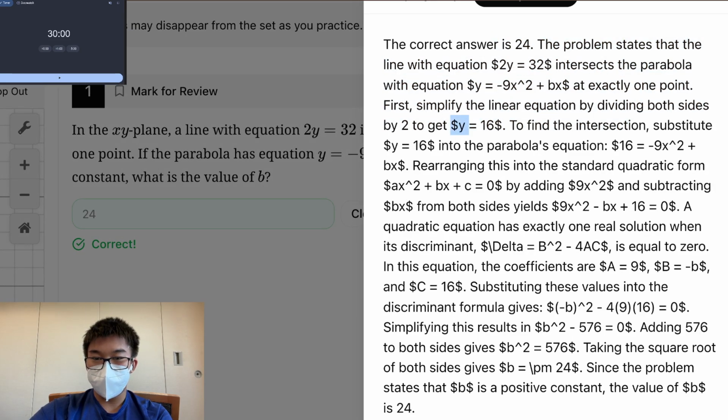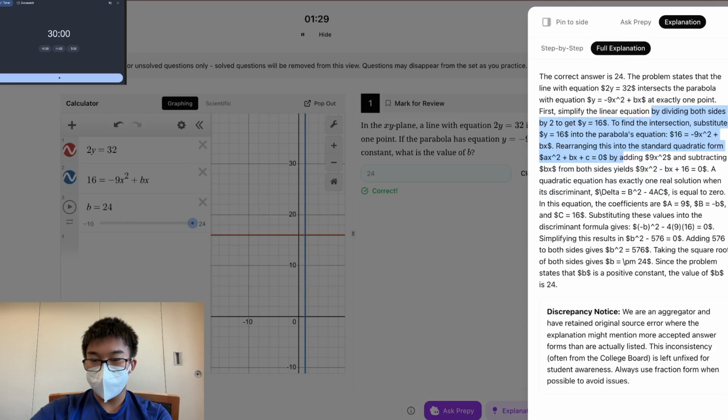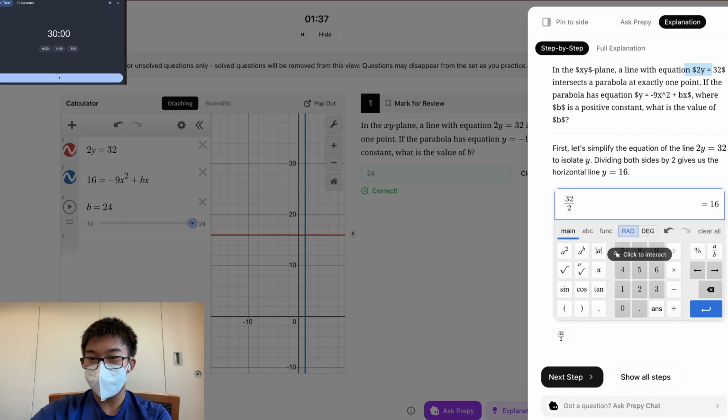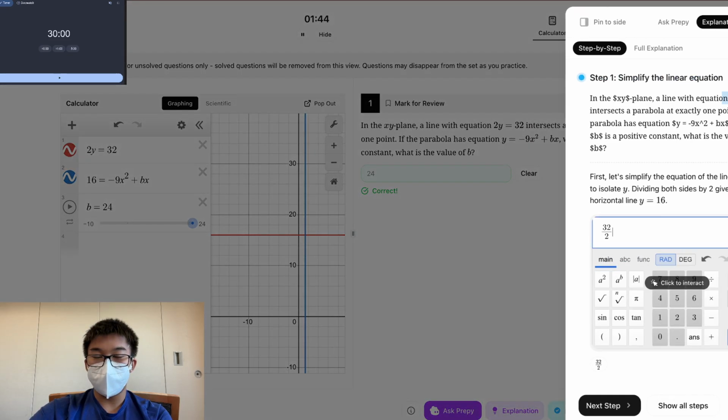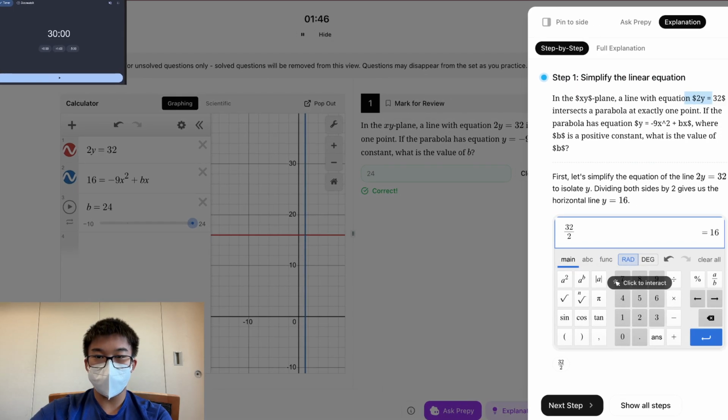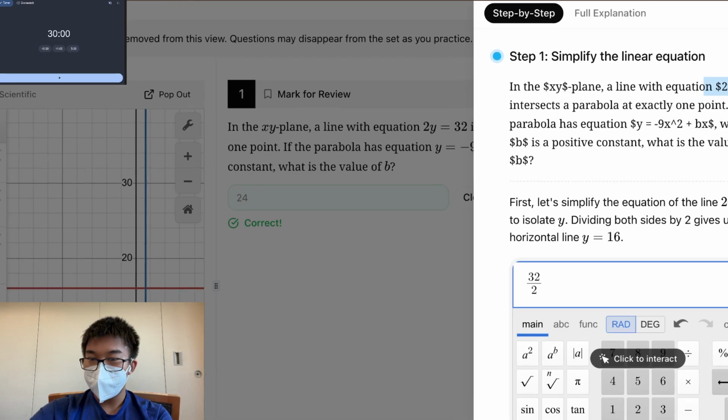What the hell is the dollar sign? I have no idea. This is bad. I do not like that. Okay, they're all bad. They are all bad explanations. I am sorry, guys.